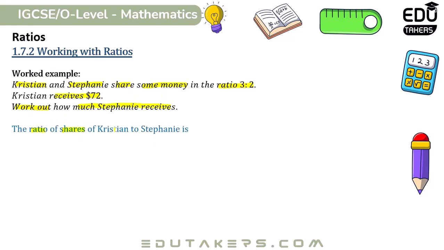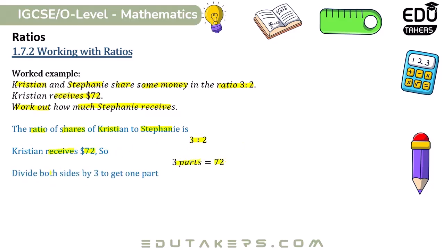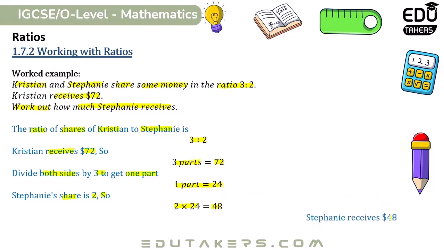The ratio of shares of Christian to Stephanie is 3:2. And Christian receives $72. So 3 parts equals $72. Divide both sides by 3 to get one part. 1 part will be equal to 24. So Stephanie's share is 2 parts. So 2 times 24 will be equal to 48. So Stephanie receives $48.